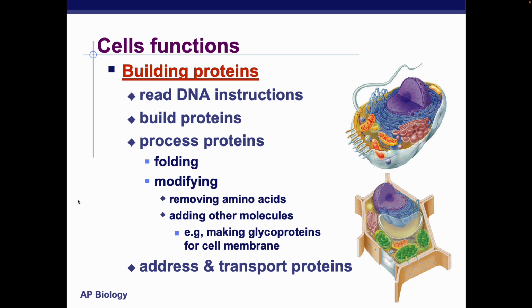Cells function. So we're going to talk mainly about building proteins. As I said before, reading DNA instructions is basically what builds proteins. And the cell not only builds or helps build, but also processes. So that includes folding, modifying, removing amino acids, adding other molecules. For example, glycosylation, which happens in the endoplasmic reticulum, and it basically adds a sugar molecule onto amino acids. And it also makes glycoproteins, so basically carbohydrates with proteins for the cell membrane, because our cell membrane has glycoproteins.